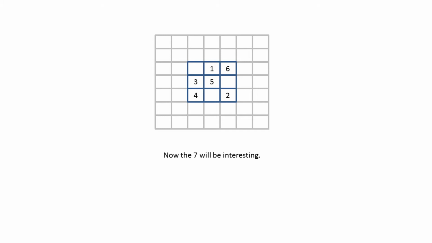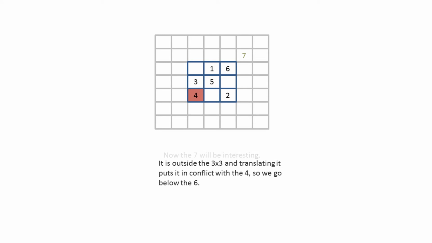Looking at our magic square, if we do a diagonal move, do you know why the 7 will become an issue? The position of the 7 puts it in conflict with the 4. So instead of moving diagonally, we're now going to move down and put the 7 beneath the 6. This will bring us to another diagonal move and a translate for the 8.